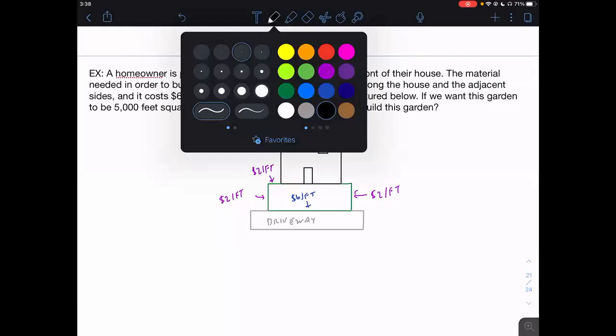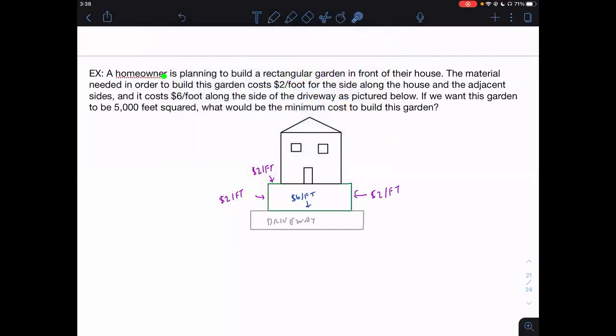All right, so for this problem, it tells us a homeowner is planning to build, once again, a rectangular garden in front of their house. So here we're doing a rectangle once again. And suppose the material needed in order to build this garden costs $2 a foot for the side along the house and the adjacent sides. So it's going to cost $2 for the side along the house and the side on the left and the side on the right, $2 a foot.